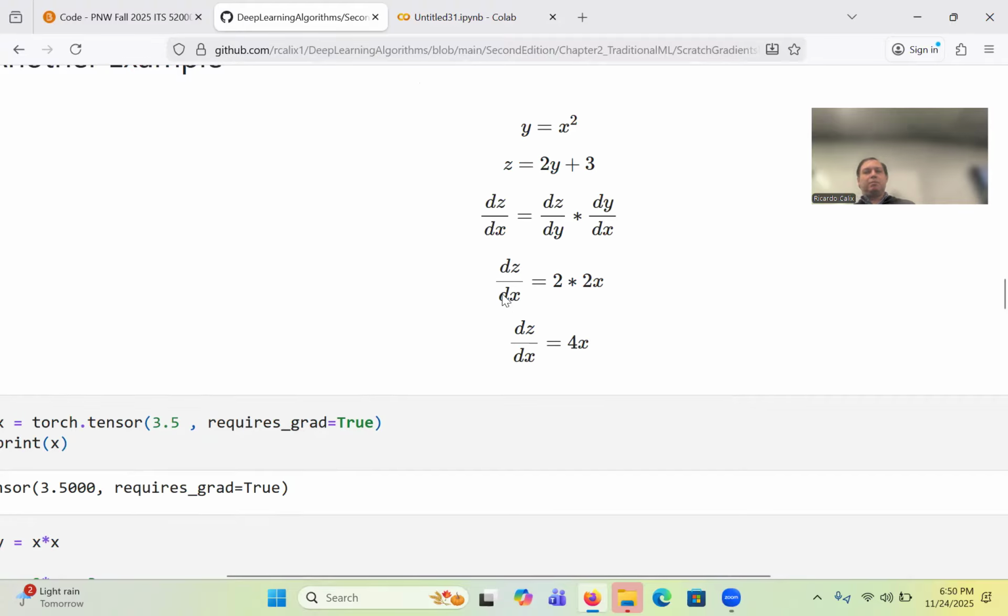Yes. Oh, right. So this is the same thing. Sorry about that. All right. So this is 2 times 2, 4x. So the derivative of c in terms of x, that's the whole thing.